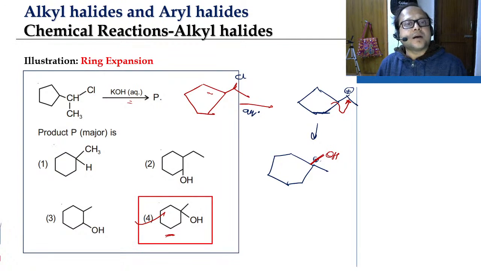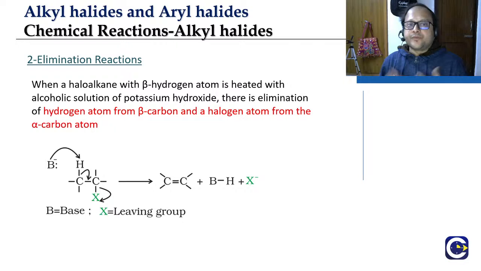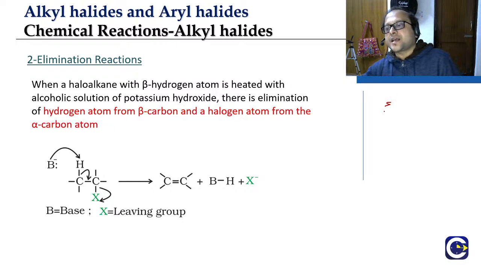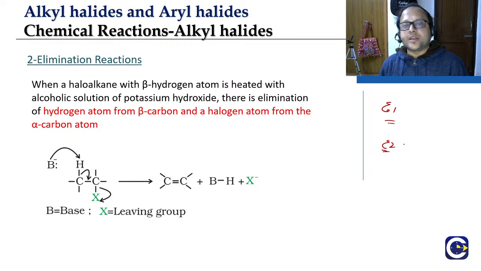So this is your answer. Now we come to your normal elimination reactions. How does it take place? See, elimination reaction takes place through 2 mechanisms. Just like SN1 and SN2, it also has 2 mechanisms, E1 and E2, that is unimolecular and bimolecular, depending on the number of reactants getting involved.